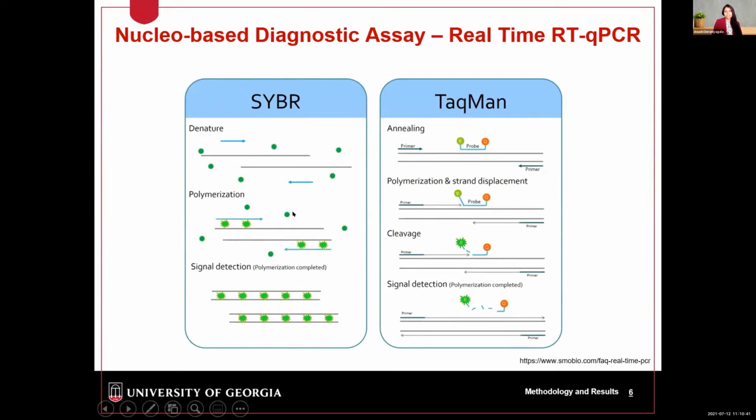In the SYBR Green assay, the dye SYBR Green is involved. In the Taqman assay, the probes are involved. The Taqman assay is highly specific and sensitive due to the involvement of probes. We decided to go for the Taqman assay.